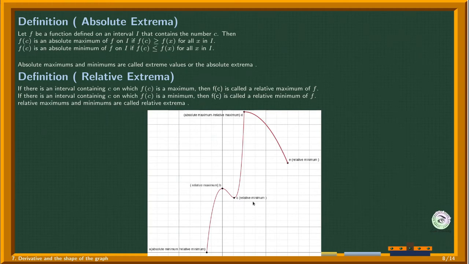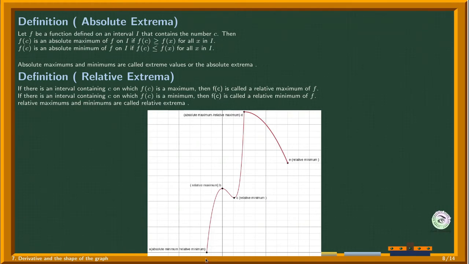Then this one, compared to values around it, is the minimum, so it is a relative minimum. Again, this one, if I consider values around it, is a minimum, so it is a relative minimum. If I look at E, it is a minimum compared to values around it, so it is a relative minimum. And this absolute minimum is also a minimum compared to values around it, so it is also a relative minimum.